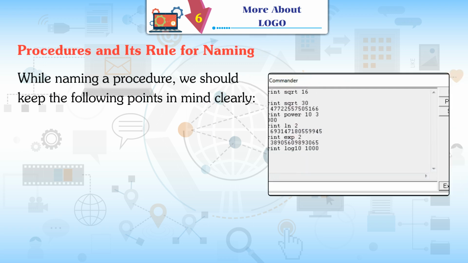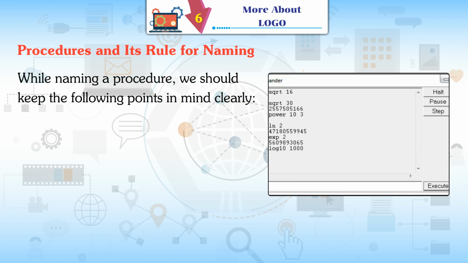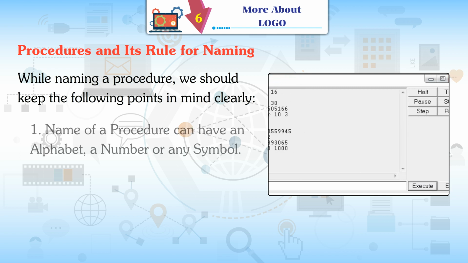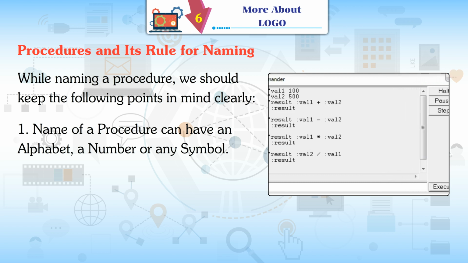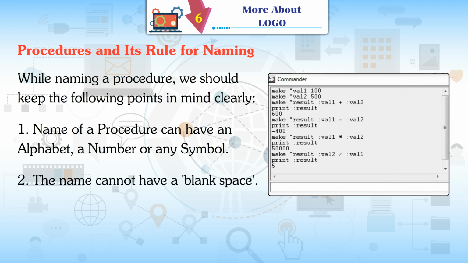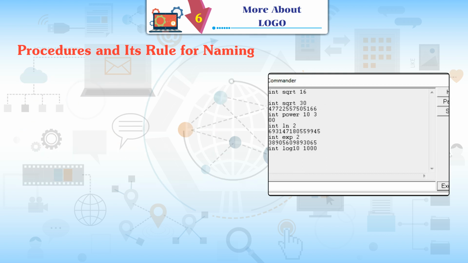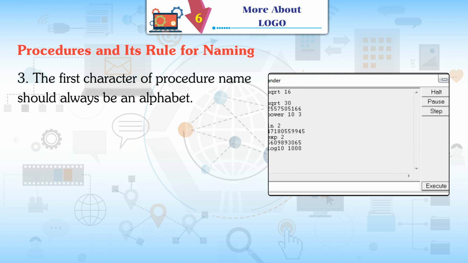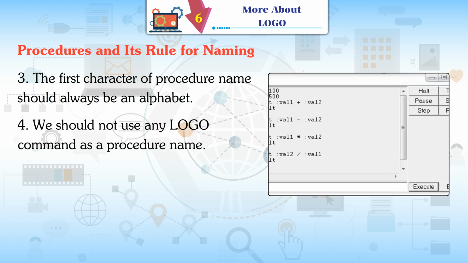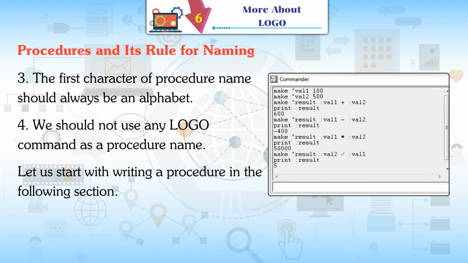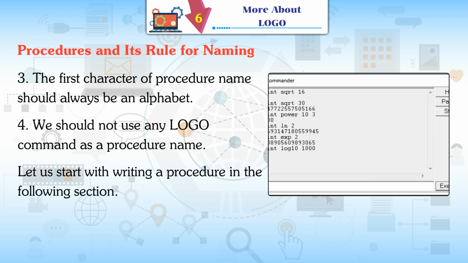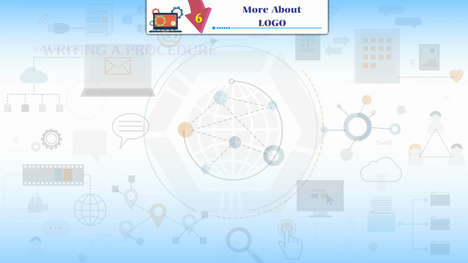While naming a procedure, we should keep the following points in mind clearly. The name of a procedure can have an alphabet, a number, or any symbol. The name cannot have a blank space. The first character of a procedure name should always be an alphabet. We should not use any Logo command as a procedure name. Let us start with writing a procedure in the following section.